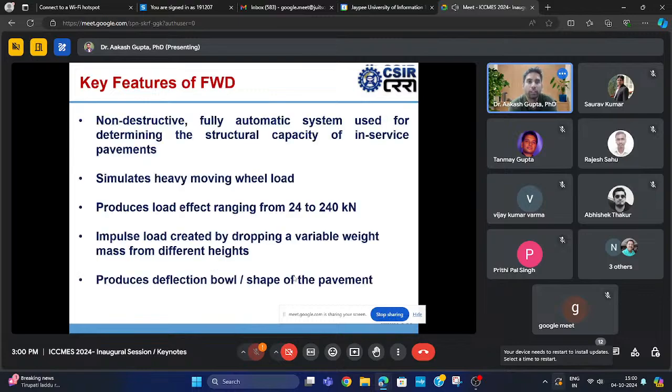So the impulse load is created by dropping a variable weight. So weight can be varied. So how can weight be varied? We can drop the weight from different heights. So in that case, we can vary the weight. Also, the number of plates are also there, which we can increase or decrease. So on the basis of number of plates and by changing the height, we can vary the load.